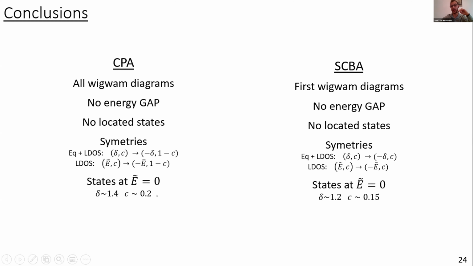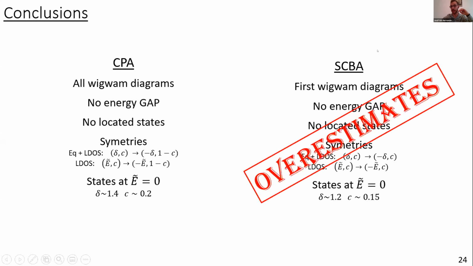But definitely, the principal reason why the CPA is a better approximation is because the SCBA overestimates the self-energy and also the local density of states, and also the states at zero energy.